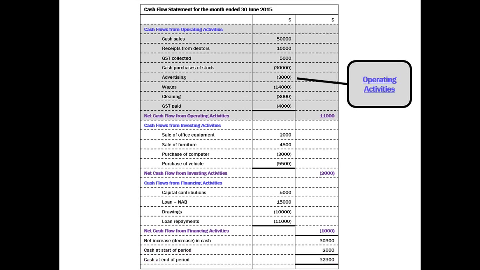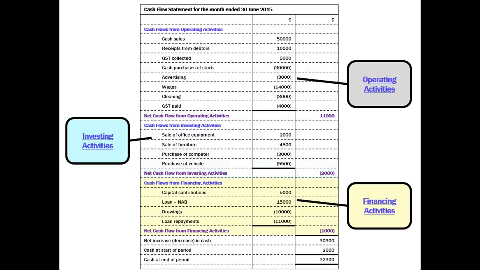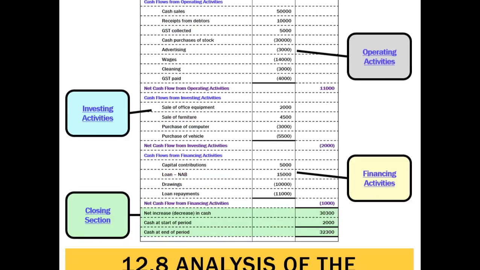So we have the operating section at the top, then we have the investing section, and then the financing section. So that has to be the order. We can't chop and change and move things up and down. Lastly, we'll end up with the closing section, which is the net increase in cash, cash at start and cash at end. And again, they need to be in that order. It's not acceptable if they're not.